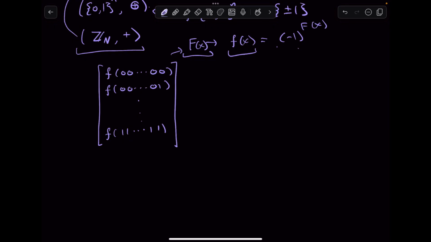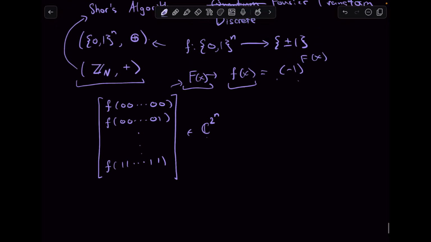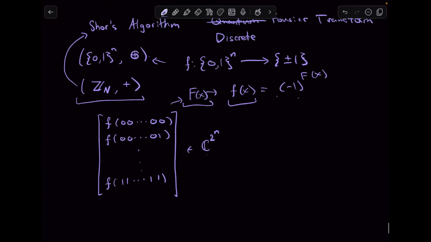So this lives in a space that's like the complex numbers to the 2 to the little n. I mean, it's not the full complex numbers because this only takes on plus minus 1 values, but the idea is it's a 2 to the n dimensional vector. And this whole notion of a vector is entirely equivalent to thinking of it as a function. But it's nice because now we get to throw linear algebra at this problem and make sense of what this discrete Fourier transform is really doing.